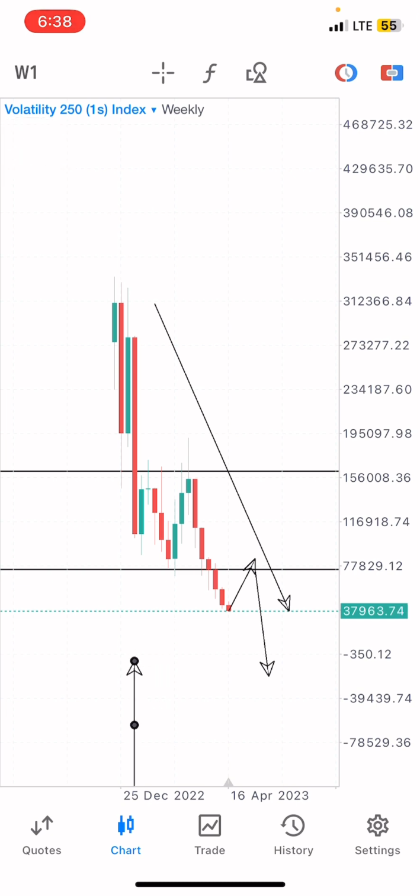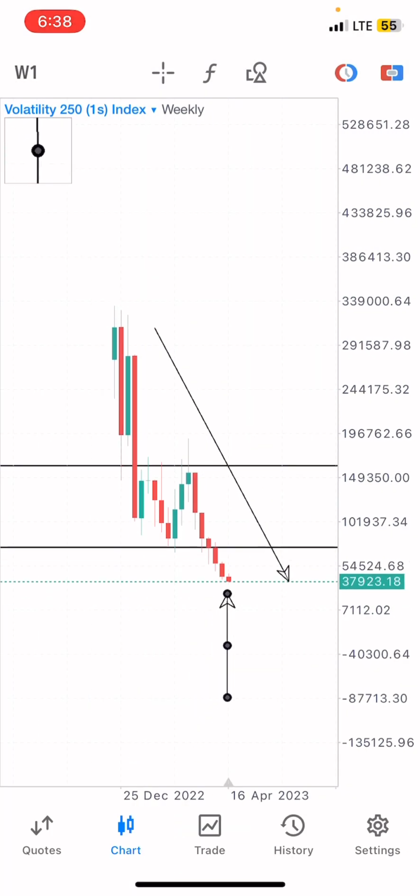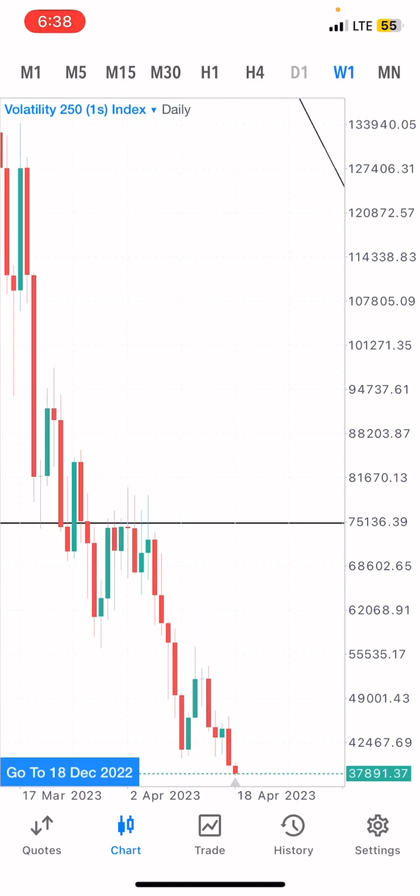So let's head to the daily time frame. We can't basically trade on the weekly time frame because it's a higher time frame. We can't be holding trades for months, and this is a very volatile market. So let's head to the daily time frame.